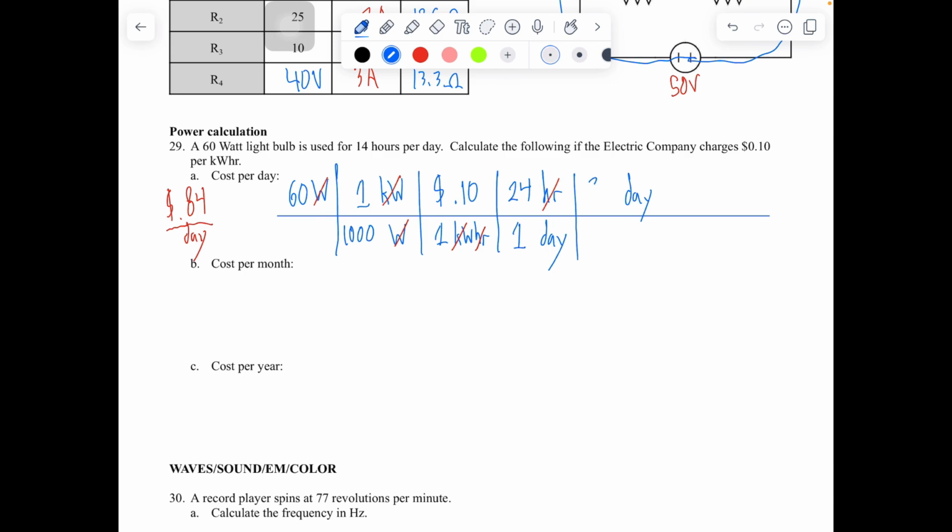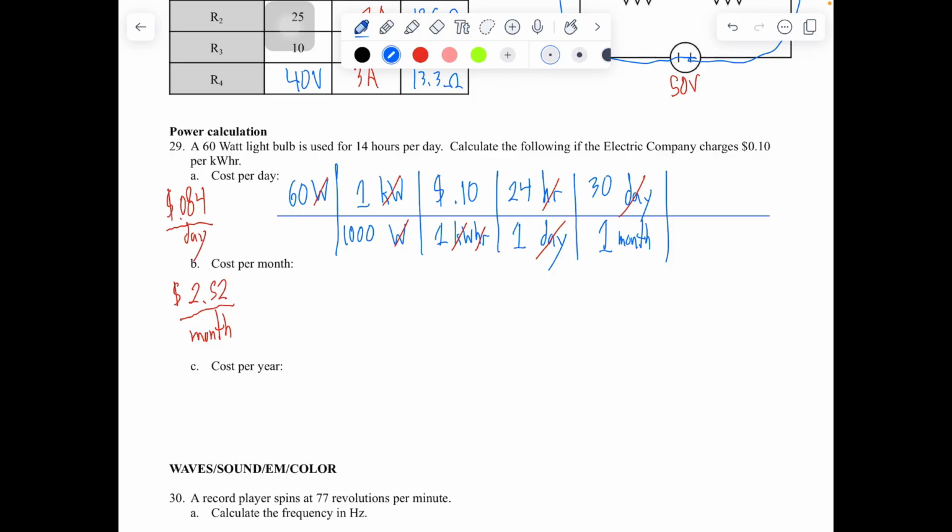Days per month. Well, there's 30 days in 1 month on average. So our days cancels. Then this is where we can stop for part B. Do the calculations. Oh, actually, let me add in a little correction here. I realized this for dollars per day should be 0.084. Cost per month is $2.52 per month.